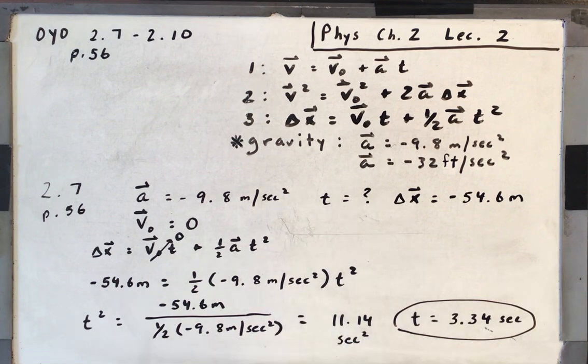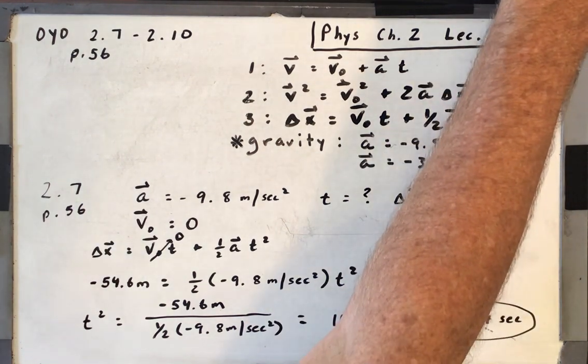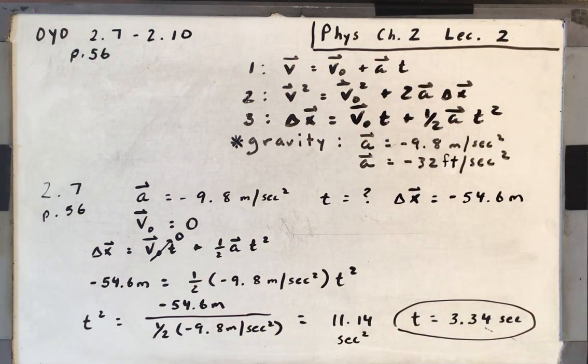Amazing. If we know the height, we can get the time. All we need to know is the height. If you drop it, you can get the time. All right, let's go on to number 2.8.